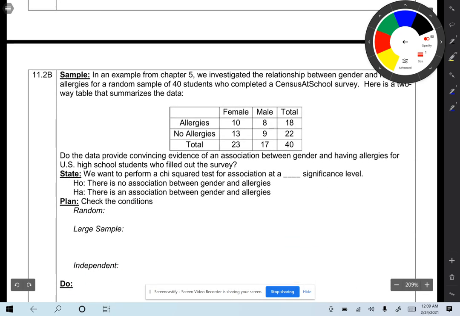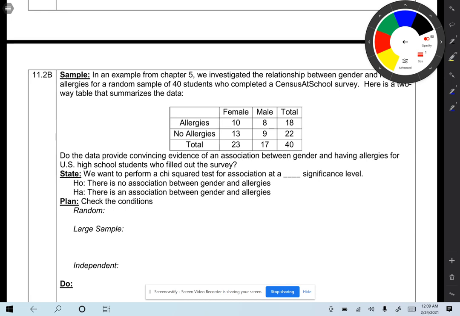Okay, let's do an example. In an example from chapter 5, we investigated the relationship between gender and having allergies for a random sample of 40 students who completed a census at school survey. Here is a two-way table that summarizes the data. So you have allergies and no allergies as one of your variables, and the other variable is gender, and it is a random sample of 40 students.